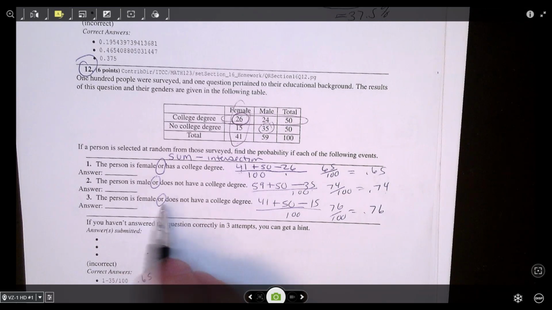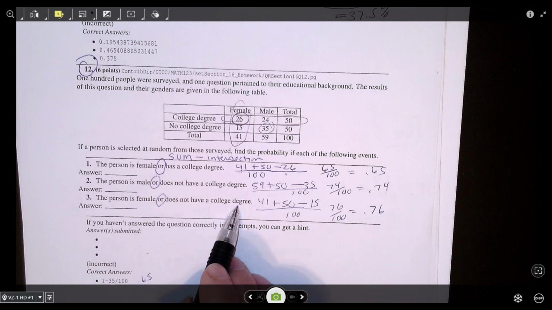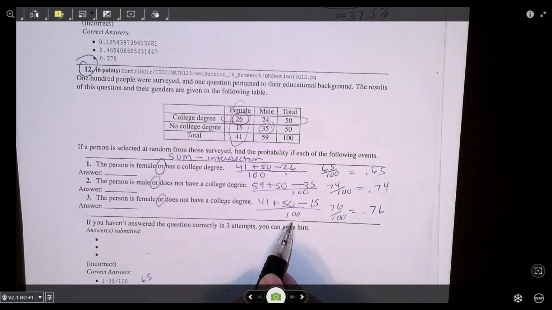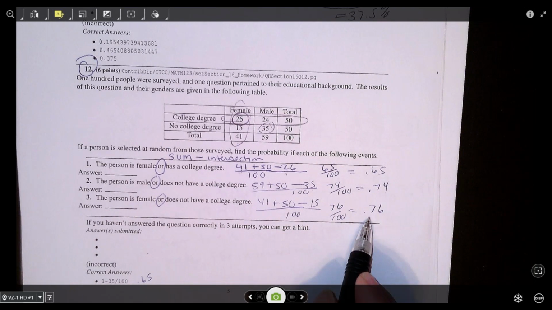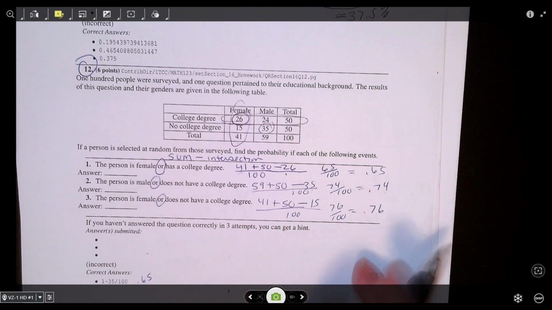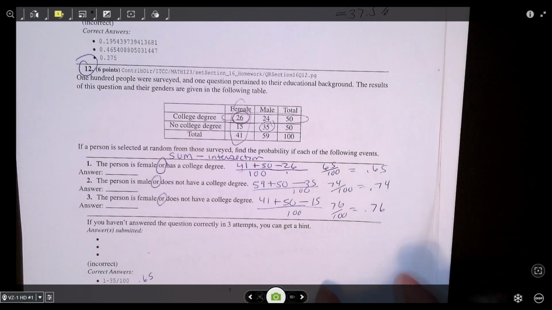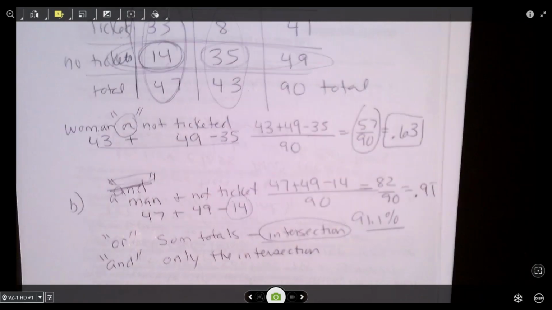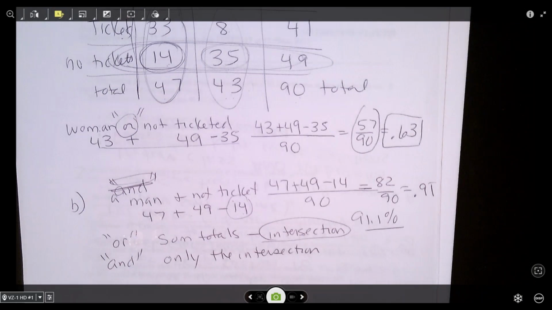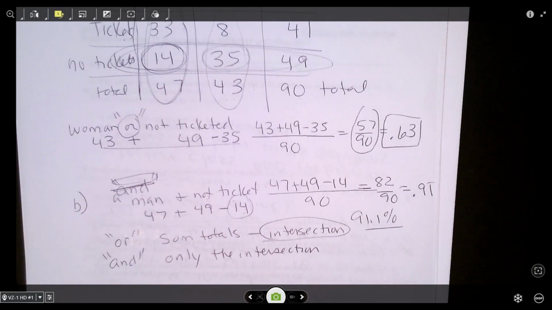Person is female or does not have a college degree. We're selecting out of 100. It's not conditional. 41 plus 50 minus 15, the intersection of the two totals. 76 over 100, 0.76. Are you catching on? Okay. There will be several test questions on basic probability, conditional probability, and or will both be on the test.